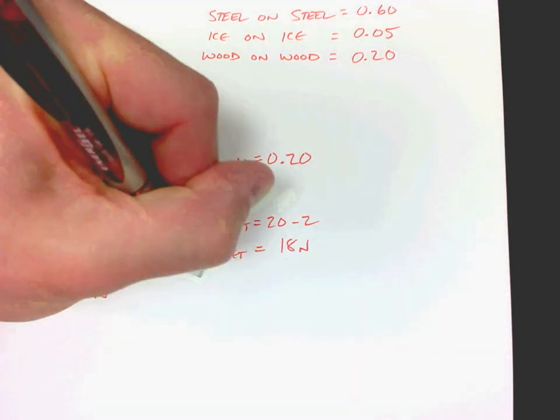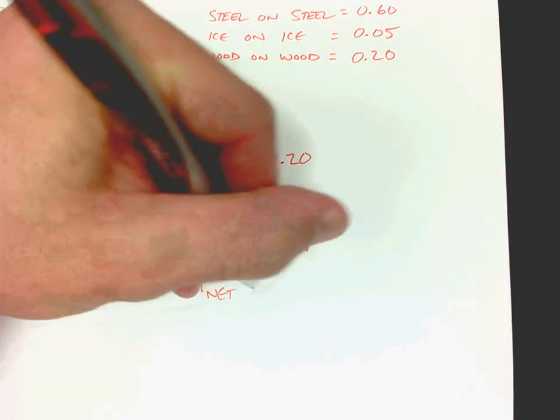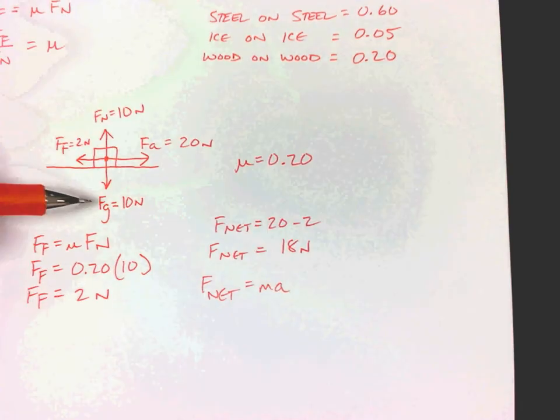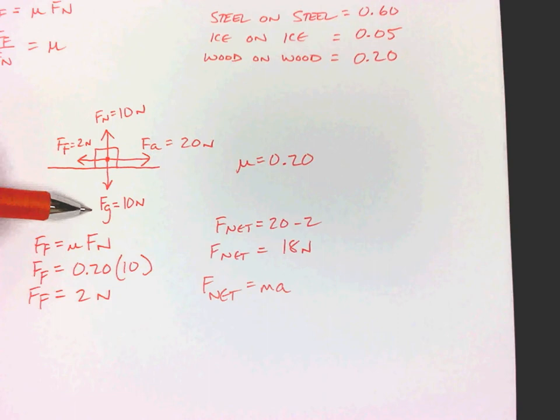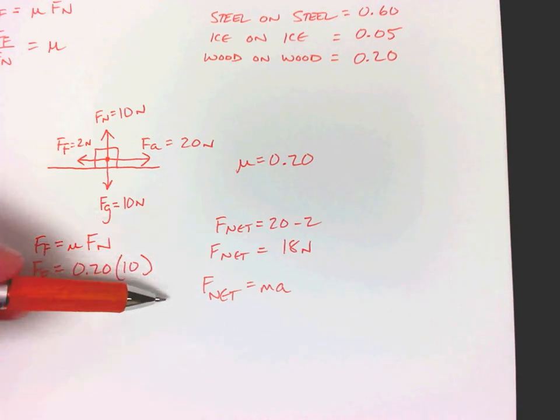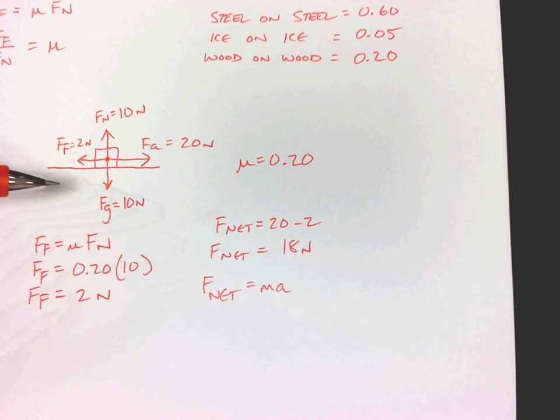Now you would plug in and you would say F net equals ma. We would still need to find the mass of this, which we've been doing a whole lot of. So we'd still find the mass of this, which is going to be around 1 kilogram. Plug that in, and we can find the acceleration with friction being involved. So that's kind of the run through.